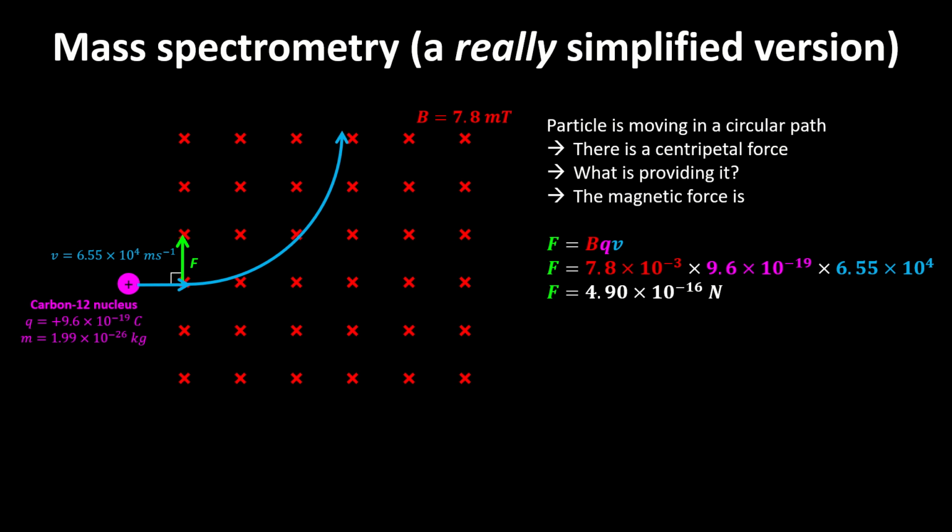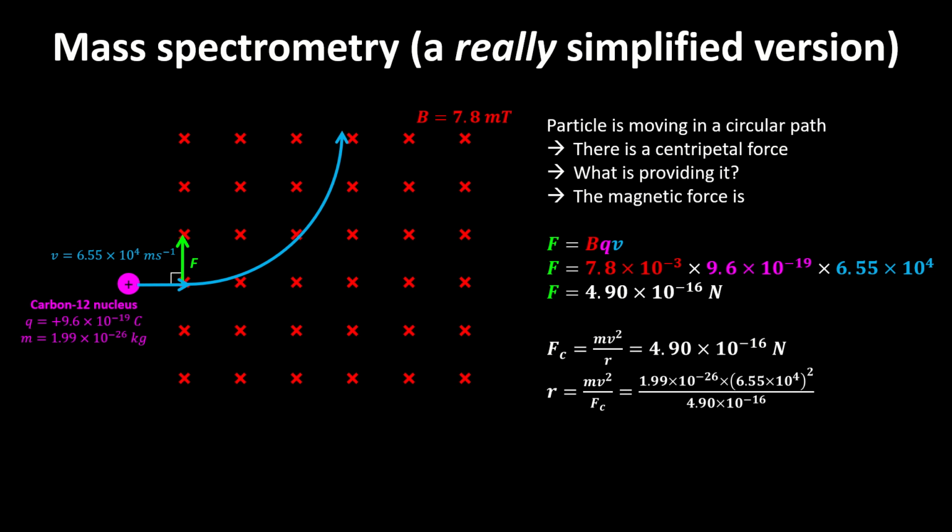Now, remember that the force being provided by the magnetic field is providing the centripetal force. So the centripetal force, which is mv squared over r, is equal to that force. Except what we want to find here is the radius. We know the force and the mass and the speed, so we can rearrange that to find r, which is mv squared over the force. If we plug in the numbers we know, remembering to square the v, because that's often forgotten in these calculations, it gives us a radius of 0.174 meters, or 17.4 centimeters for the radius of that curve.